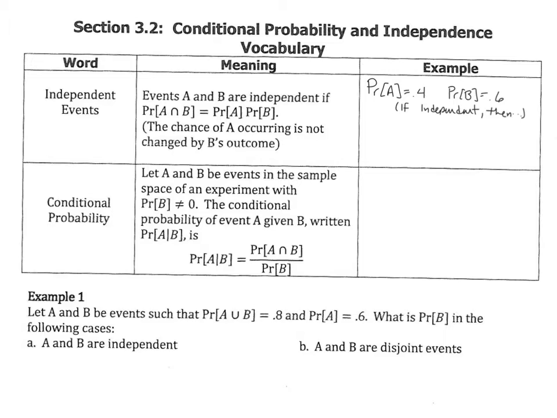Starting today with independent events and conditional probability, we're going to talk about the difference between independent versus disjoint, and I'm going to give you a little bit more to play with the equations we talked about in 3.1. I'll bring those up as we go.